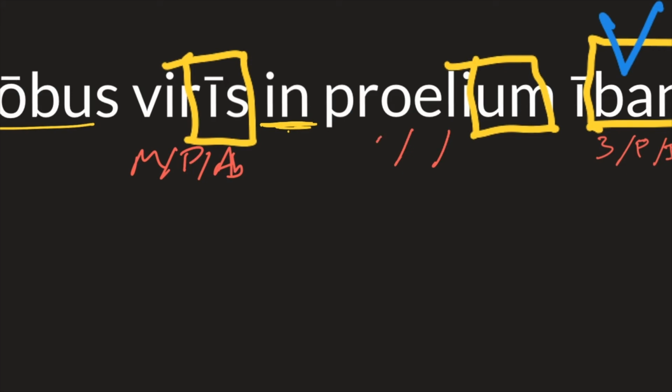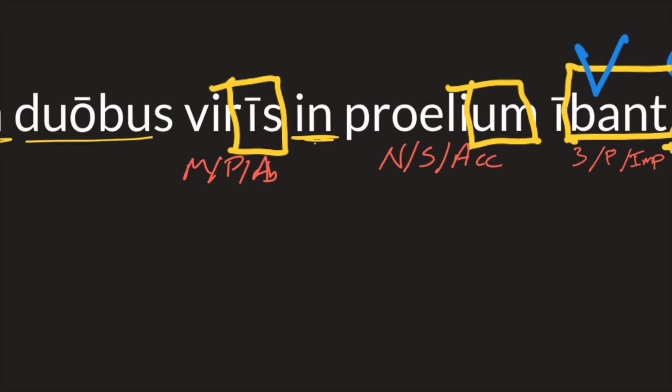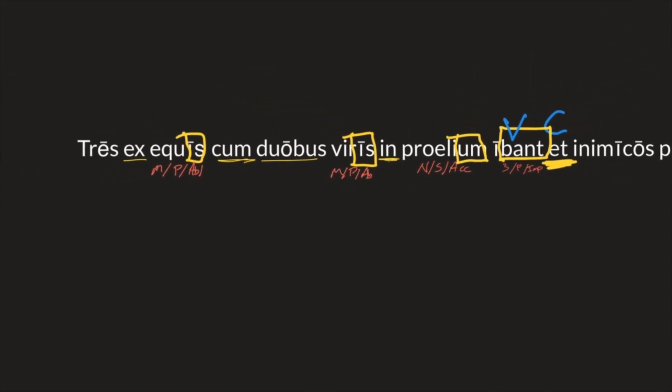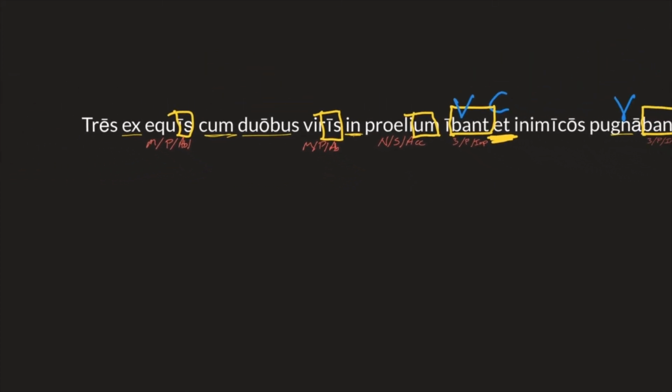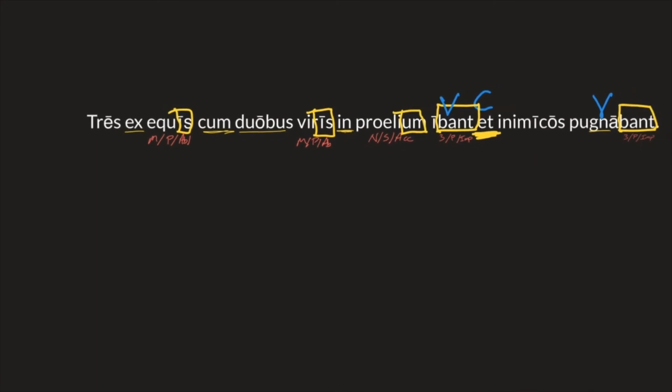I've already told you that it is neuter. It is on the left-hand column, therefore singular, and we've limited it down to accusative. All right, so that takes care of all the nouns in this half of the sentence. But it doesn't take care of all of our adjectives, because we have a couple of adjectives in this half of the sentence. One of them is here, tres. The other one is here. We've already underlined it once, but duobus.